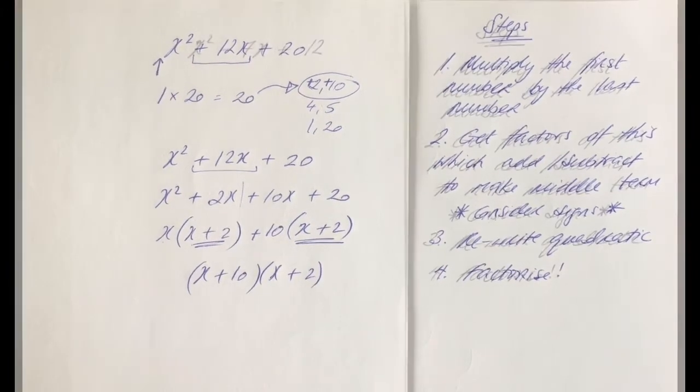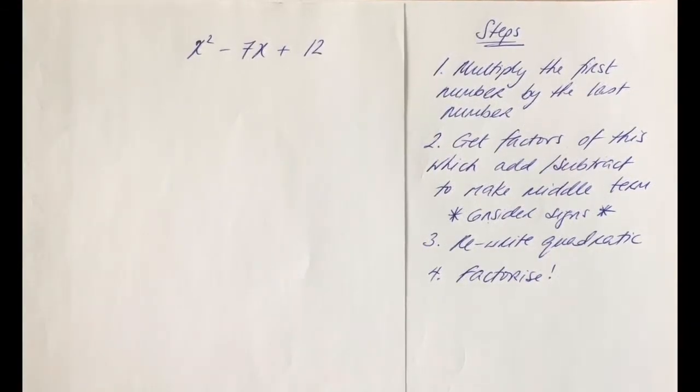Okay, let's try another one. Okay, so factorize this one. x squared minus 7x plus 12. Press pause and see how you get on with this.